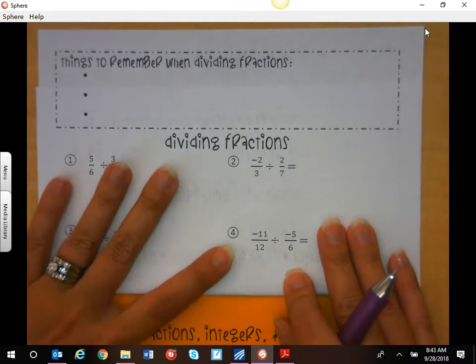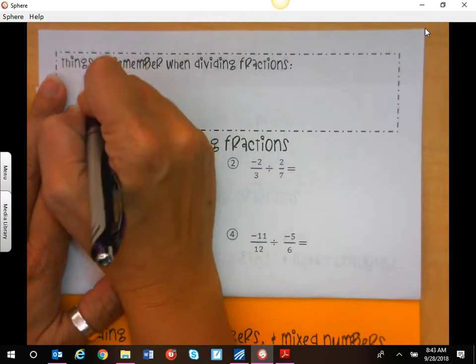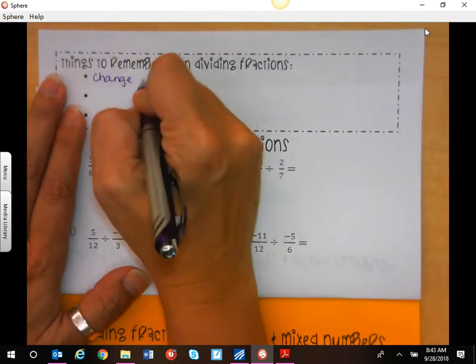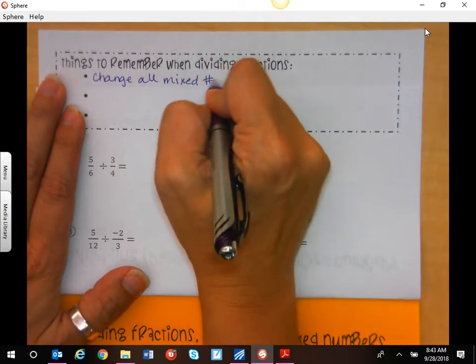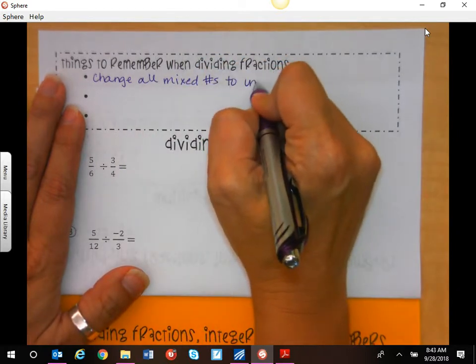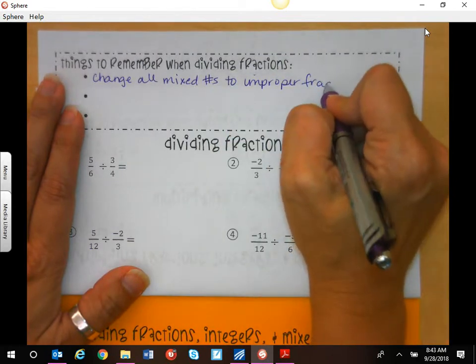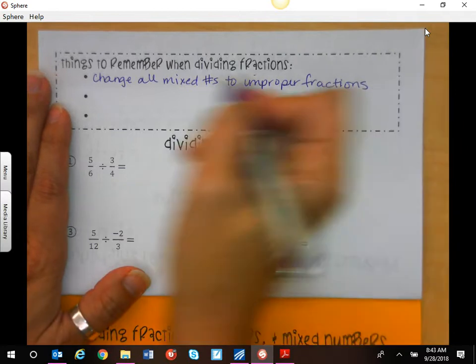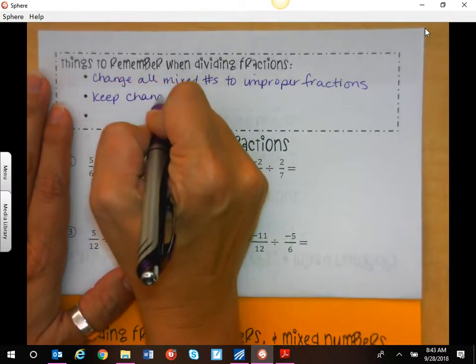Things to remember when dividing fractions, just like when multiplying, you need to make sure first you change all mixed numbers to improper fractions. Second, you're going to do keep, change, flip.